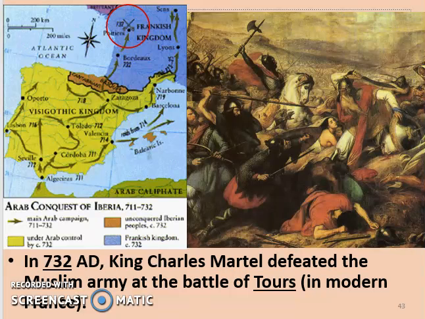In 732 AD, King Charles Martel defeated the Muslim army at the Battle of Tours in modern France. So this is a really important battle because it stopped Islam from spreading into Europe. At the time, all throughout Europe, people were practicing Roman Catholicism, and this Roman Catholicism would not have been as strong of an influence had Islam spread into the region. Things might be very different today had the Islamic Empire been able to expand into Europe. But they were stopped at the Battle of Tours by King Charles Martel.